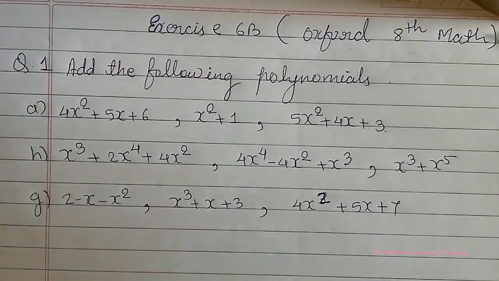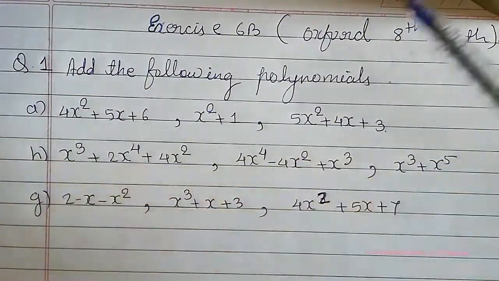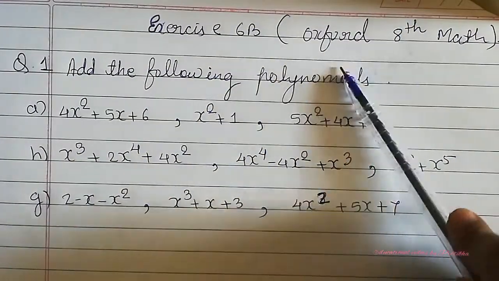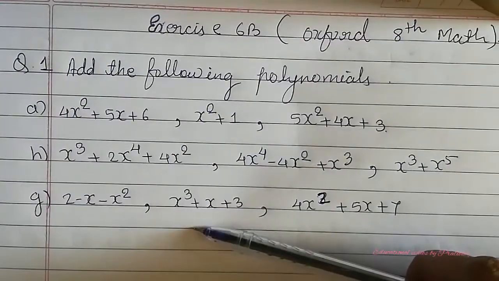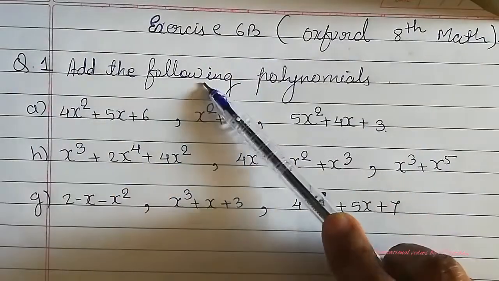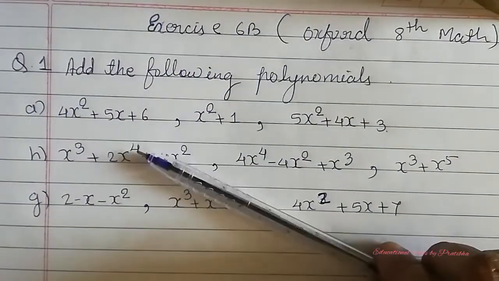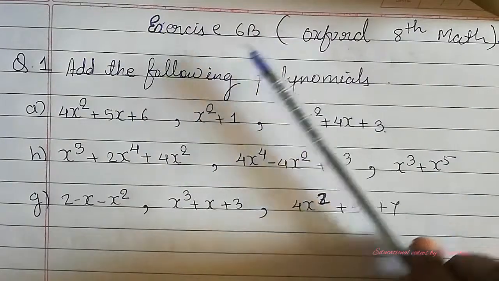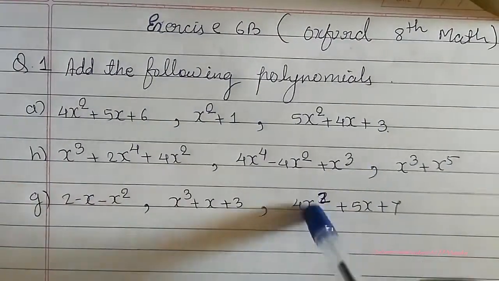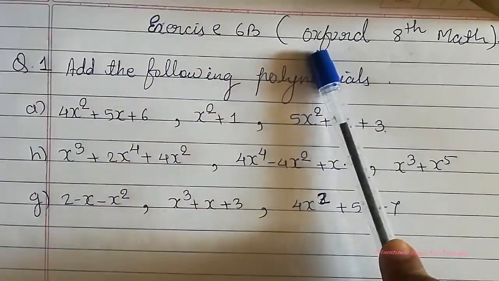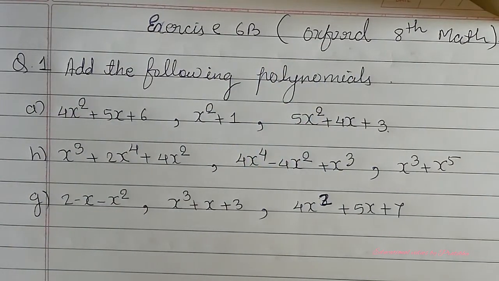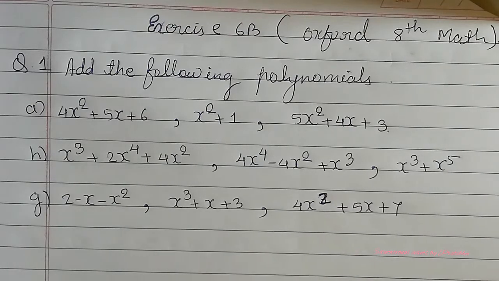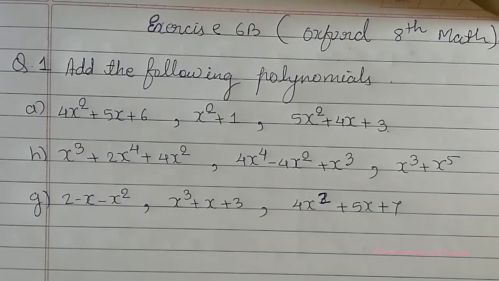So here I have noted down a few questions from the Oxford 8th standard math textbook, three questions from exercise 6b, question number 1. This concept is there in CBSE board as well as in state board. For CBSE, I'm going to take reference from the Oxford book as well as the NCERT book, and for state board I'm going to use the Maharashtra state board textbook. In different videos I'm going to solve 2 or 3 questions from each book.